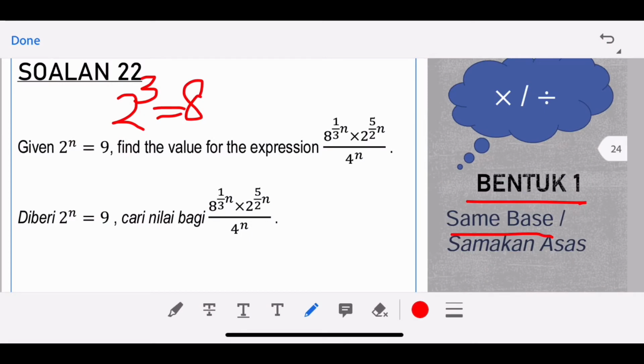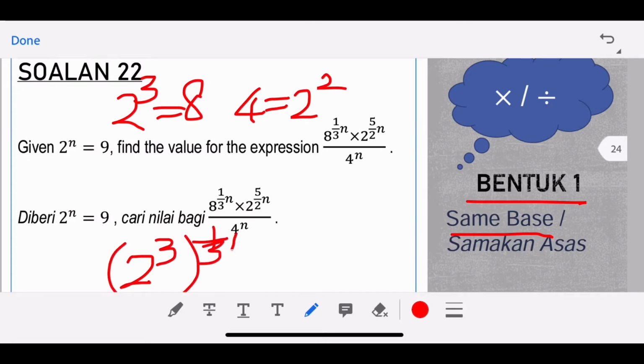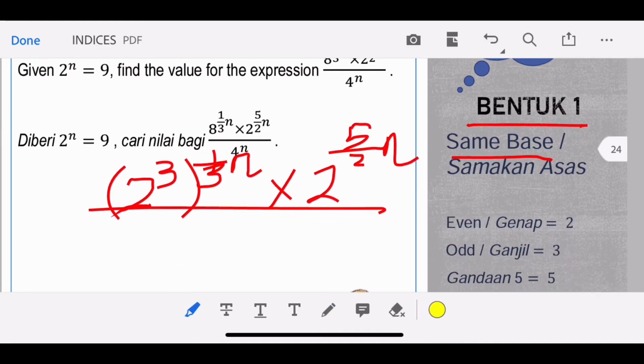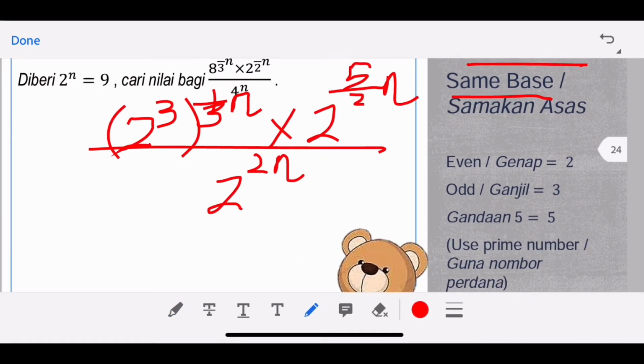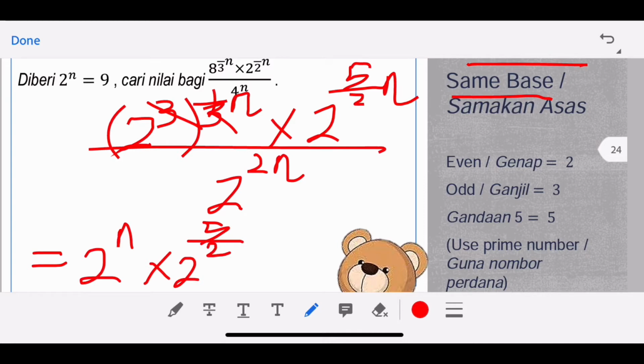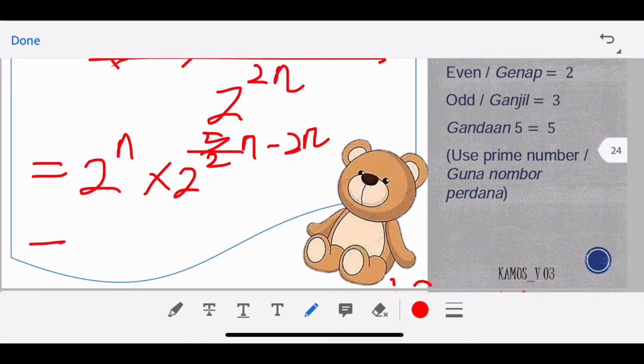Alright, for this question, firstly we will convert the 8 into 2 power 3 and 4 equal to 2 power 2. Right, then we will write 2 power 3 with the index 1 over 3n, times 2, 5 over 2n, and then we divide by 2 power 2n because the 4 is 2 power 2. And then we will just simplify. Before we use 2 power n equal to 9, we need to simplify. So we cancel out the 3, we have 2n times 2, 5 over 2n, and then minus 2n because it's being divided. So now we just plus.